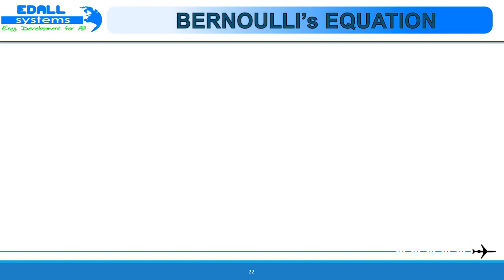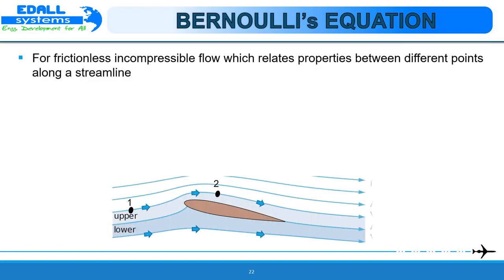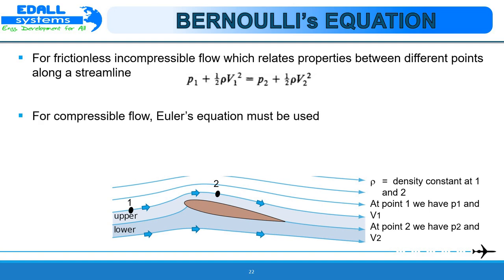Let us consider a case of incompressible flow. Let point 1 and point 2 be located on the given streamline. In such cases we get P1 plus half rho V1 square is equal to P2 plus half rho V2 square. For compressible flow, Euler's equation must be used, that is, dP is equal to minus rho V dV. Hence the equation P1 plus half rho V1 square equals P2 plus half rho V2 square, and P plus rho V square by 2, which is constant along a streamline, are called Bernoulli's equation.